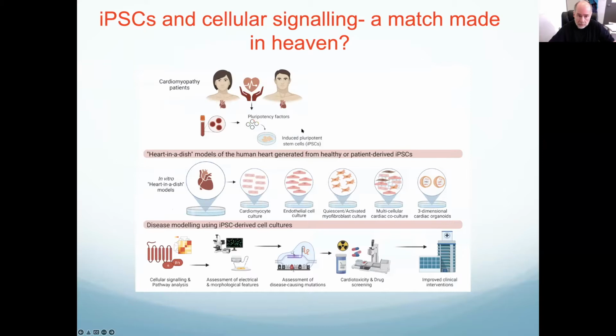So it's the same receptors that drive all of these processes, and so we wanted to understand them in a patient-derived way. And Kyla showed this slide and said that iPSCs and tracking cellular signaling are almost a match made in heaven, at least for a basic scientist.